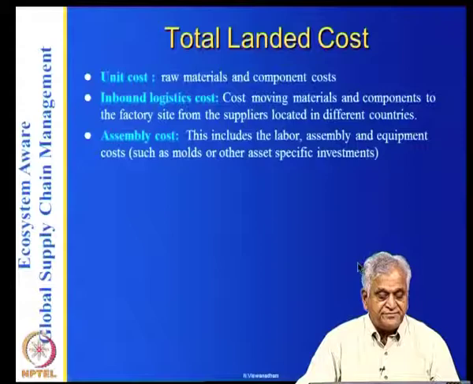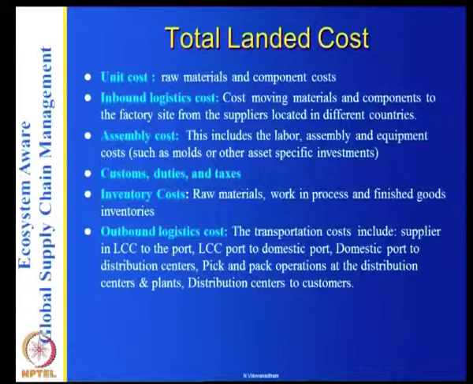And of course, there are the customs duties and taxes, and there are inventory costs: raw materials, work in process, finished goods inventories. And outbound logistics cost, the transportation cost, which includes supplier to low cost country port, LCC port to domestic port to distribution centers, pick and pack operations at the distribution centers and plants, and distribution center to the customers. So basically you have these six components of the cost. You can include the brokerage and other costs if you want to.